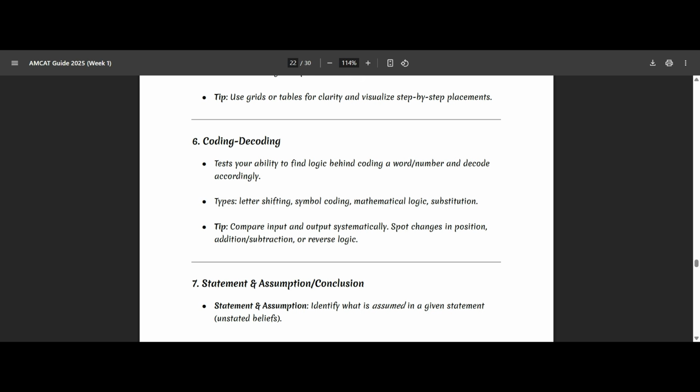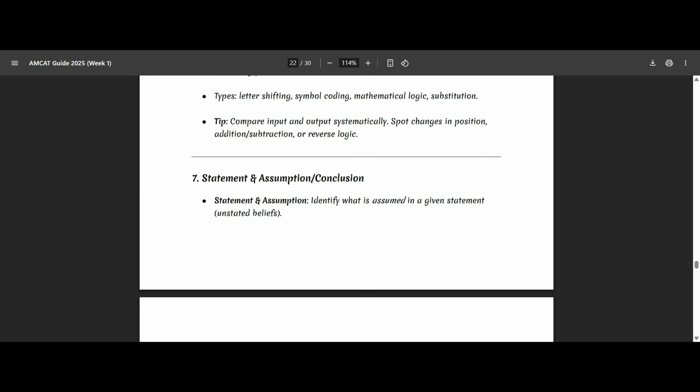In coding-decoding you will get something like: if banana is written as abnab, then find the code for penguin. So you have to find what similarity there is between banana and abnab. For example, if 5 is coded as 10, find the code for 12. So we see 5 into 2 is 10. That means we multiplied 5 by 2. So now we will multiply 12 by 2 as well, and we get 24.